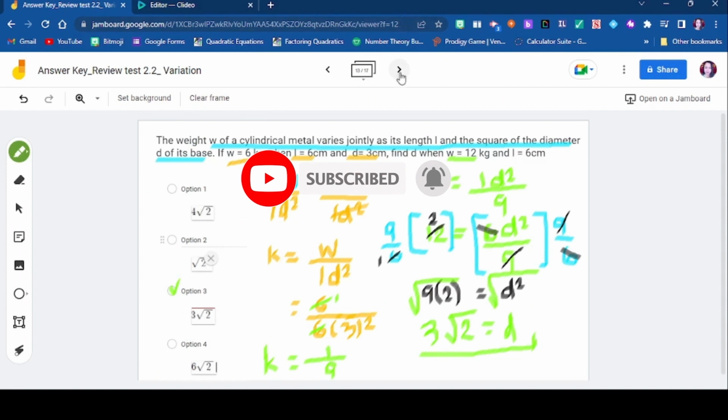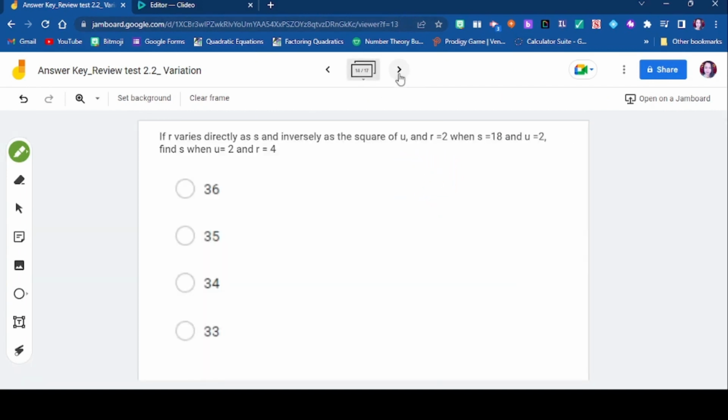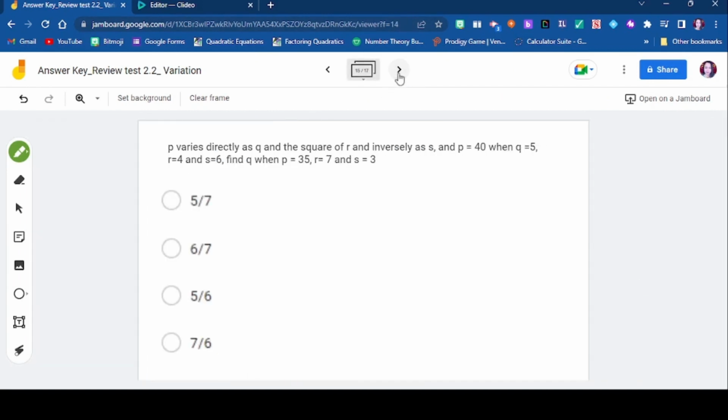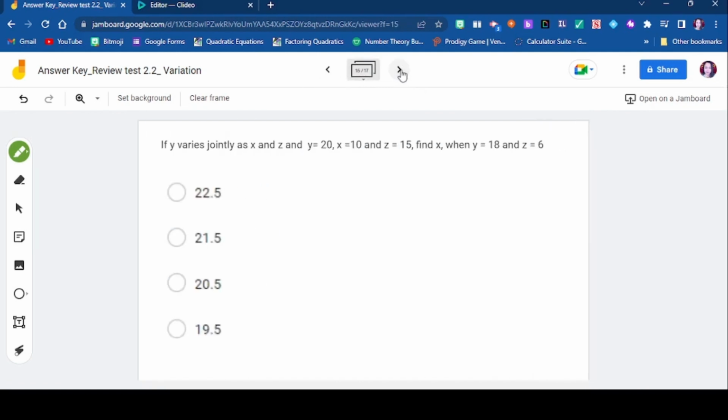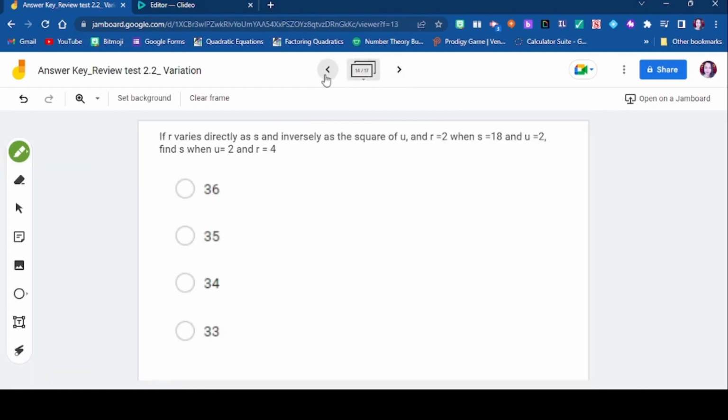Option 3 is the answer. So we're almost done. So I think we have more to go. Okay, so if R varies directly as S, so what does it mean? This is a combined variation because it varies directly and inversely as the square of U is the given.